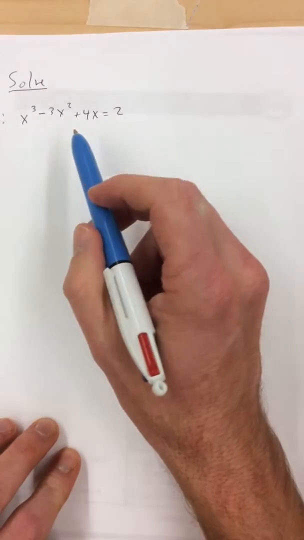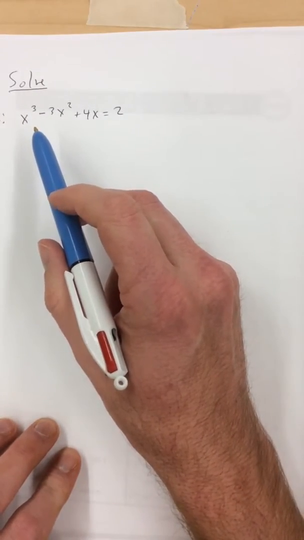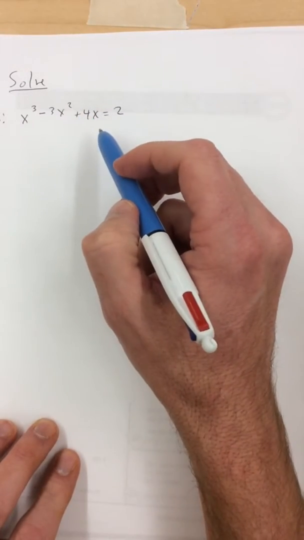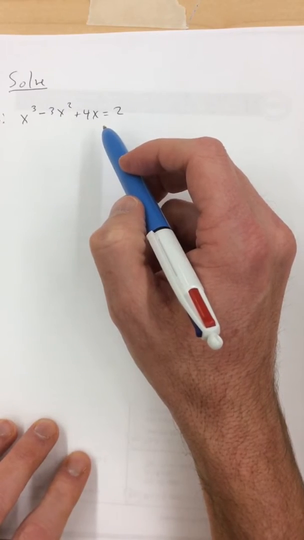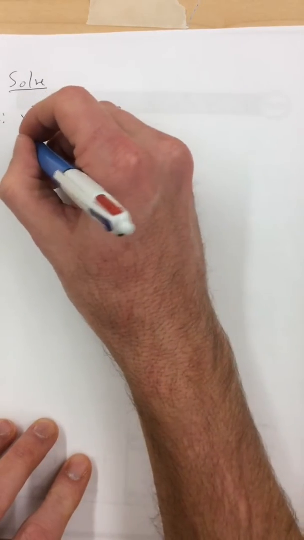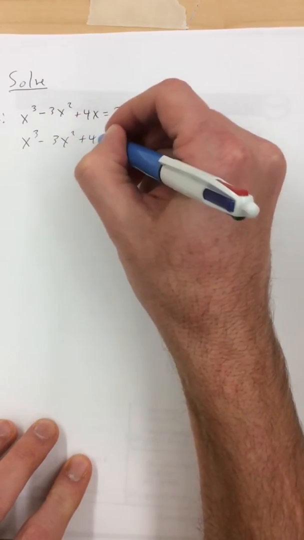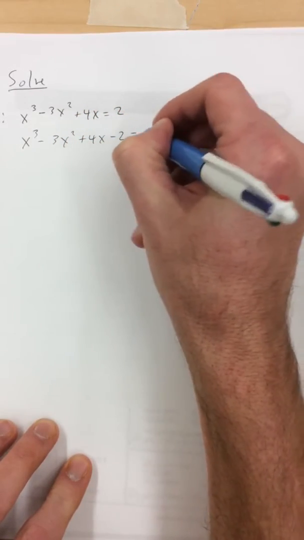So here's our first problem right here. We've got a cubic equation, x cubed minus 3x squared plus 4x equals 2. Then, of course, as you know, the first thing to do is set everything equal to 0. So we get x cubed minus 3x squared plus 4x minus 2 equals 0.